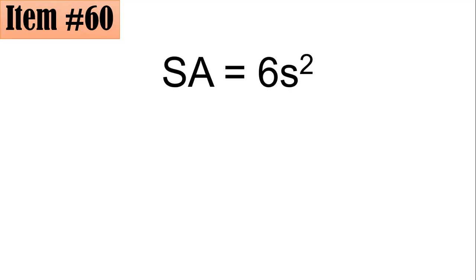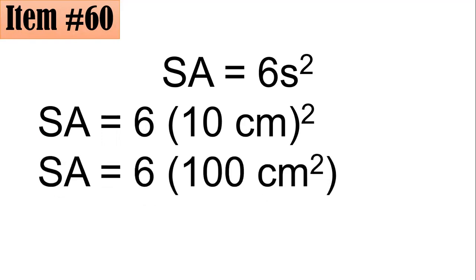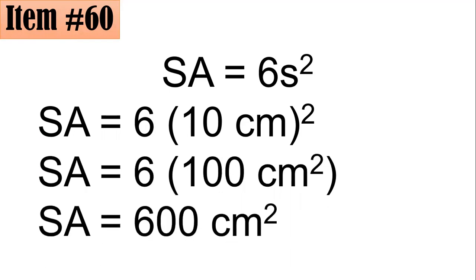Okay, and since our edge measures 10 cm here, SA is equal to 6 times the square of your edge, which is 10 cm. 10 cm squared becomes 10 times 10, which is 100 cm squared. So 6 times 100 cm squared gives us 600 cm squared, which is now letter B. So if you got letter B for number 60, you got it right.